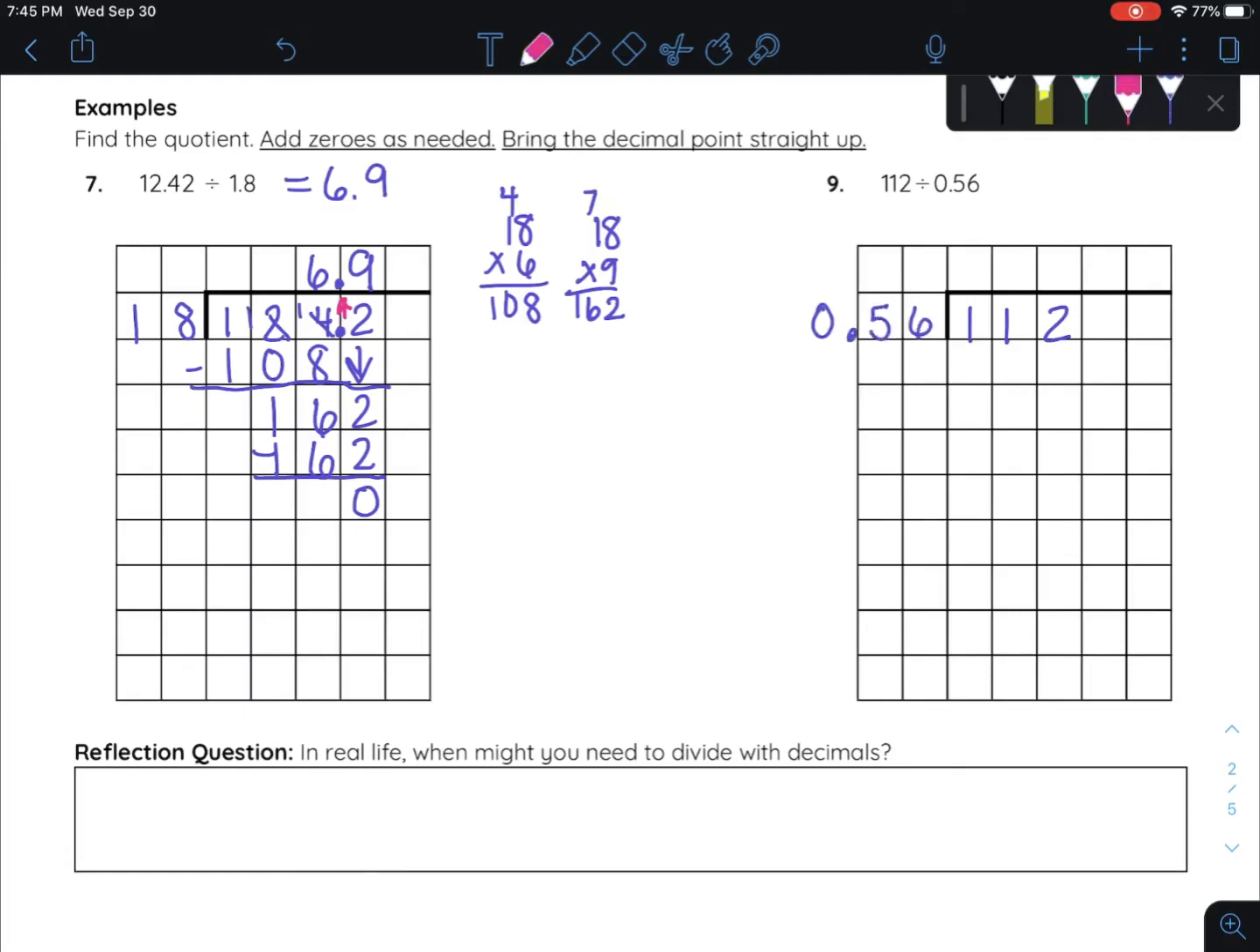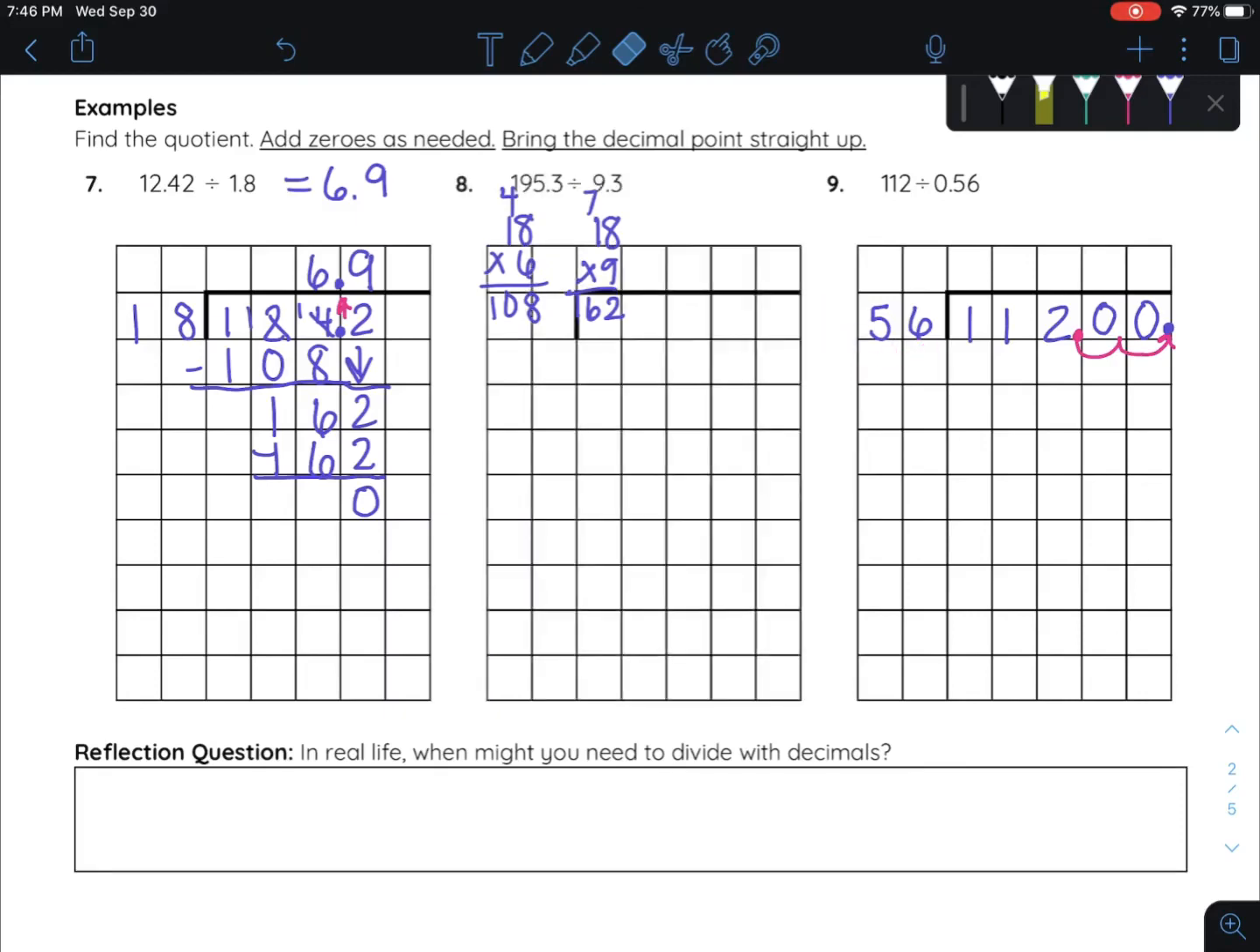All right, and in number 9, 112 divided by 0.56. So now, move it twice. Same thing here. Remember, the decimal's at the end if there's not one written. And then we have to fill in our zeros. And now our new decimal's here 2 places over. So I'm going to erase. We don't need the 0 anymore.